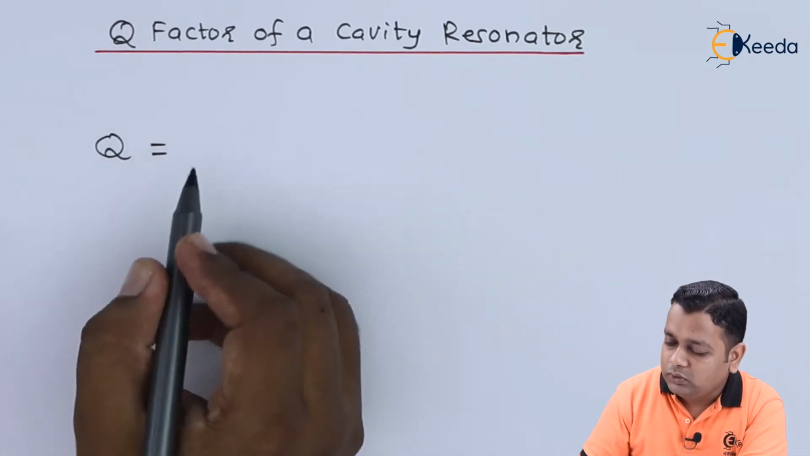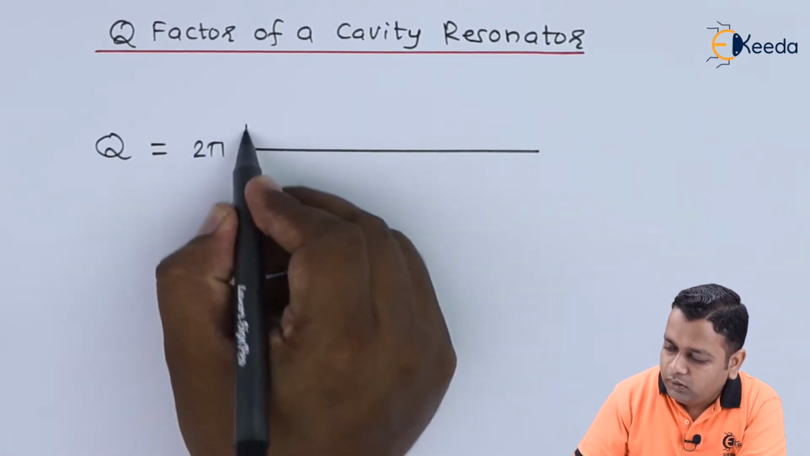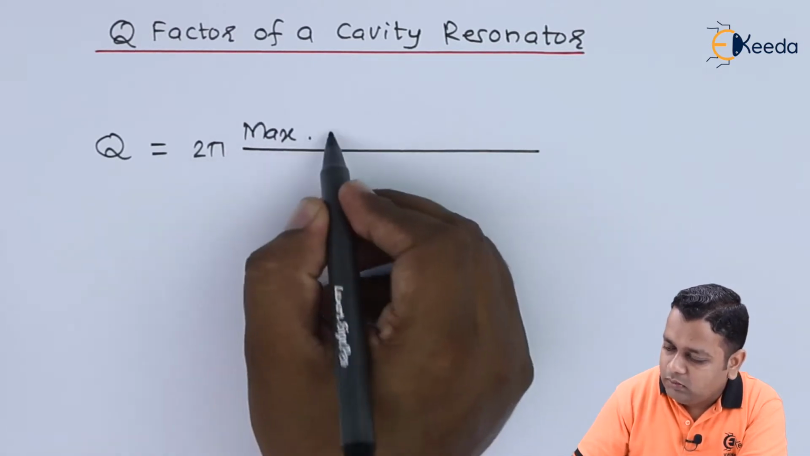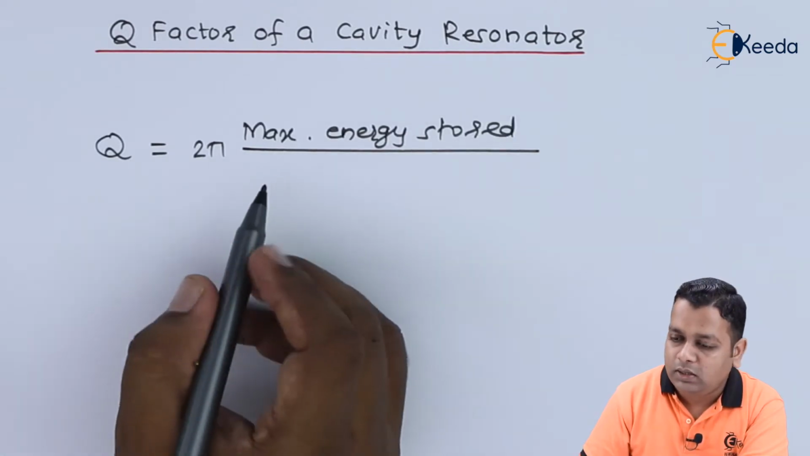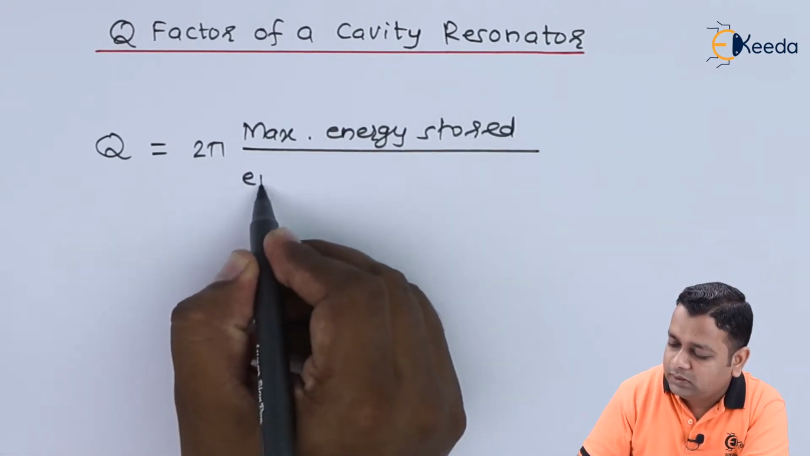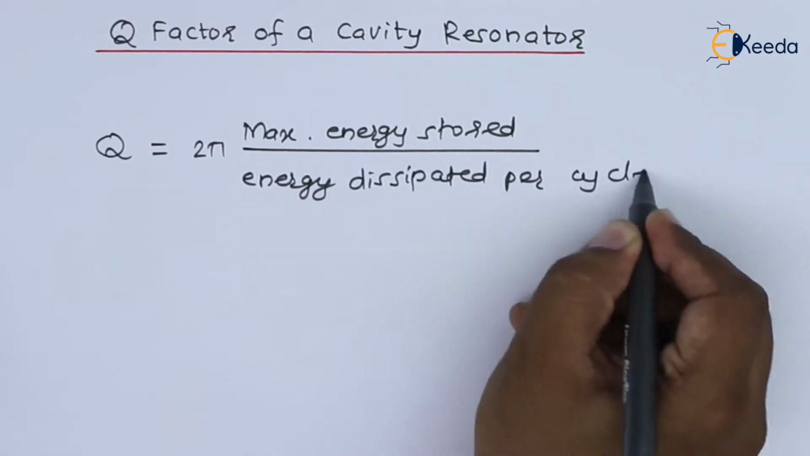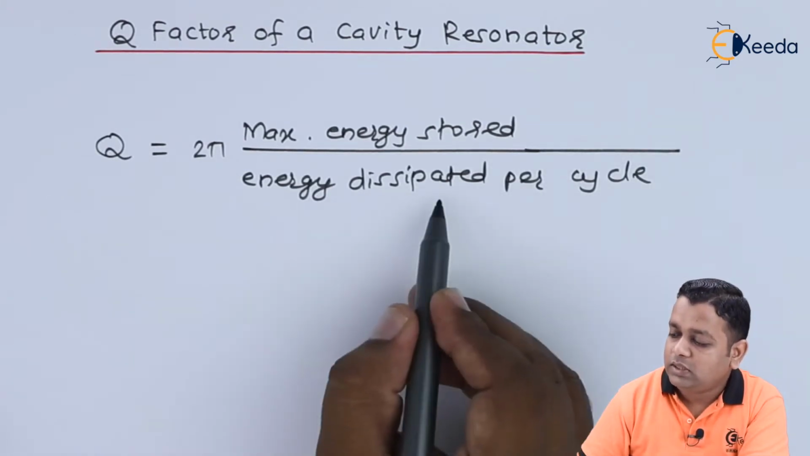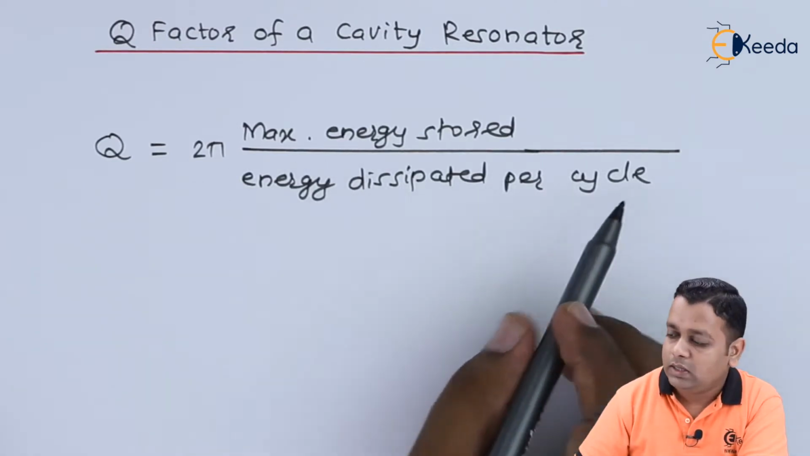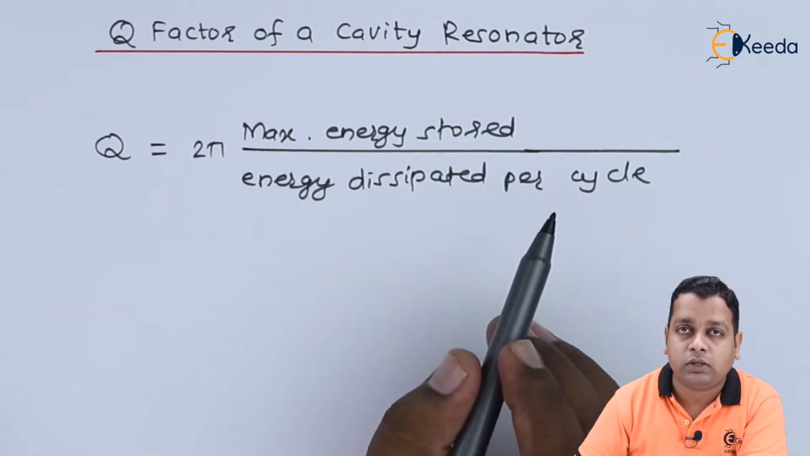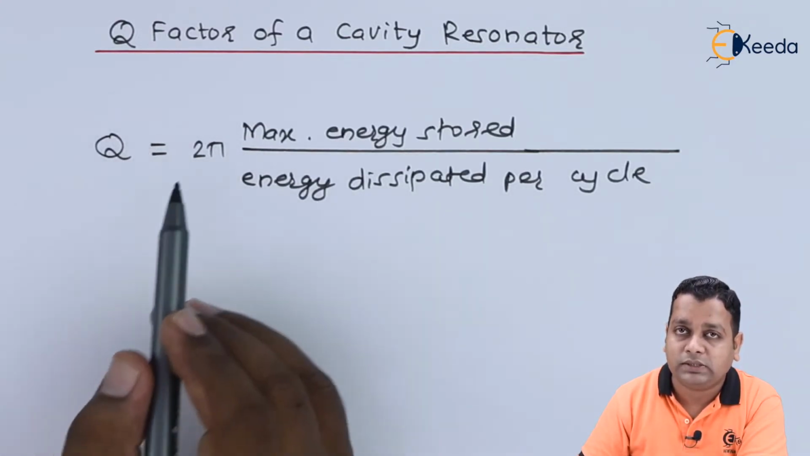That ratio is 2 pi times the numerator, given by the maximum energy stored, whereas the denominator is the energy dissipated per cycle. As the energy is dissipated per cycle, it has a periodic nature here. The periodicity refers to that of the frequency. Hence, we can say that the quality factor has the frequency selectivity.